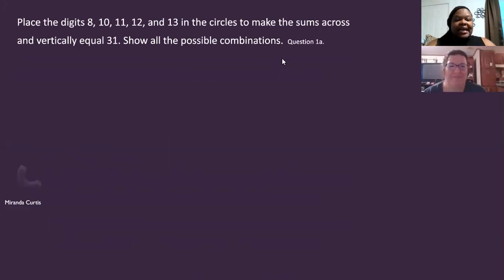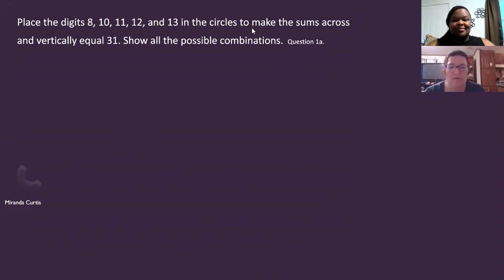Miranda, place the digits 8, 10, 11, 12, and 13 in the circles to make the sums across and vertically equal 31. Show all the possible combinations.